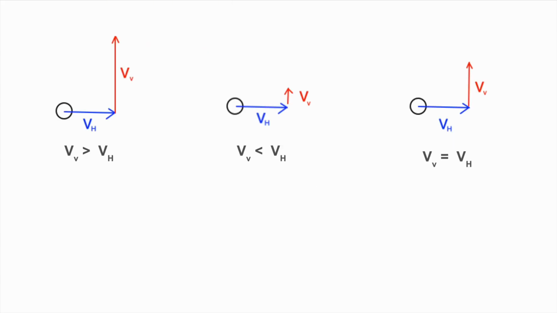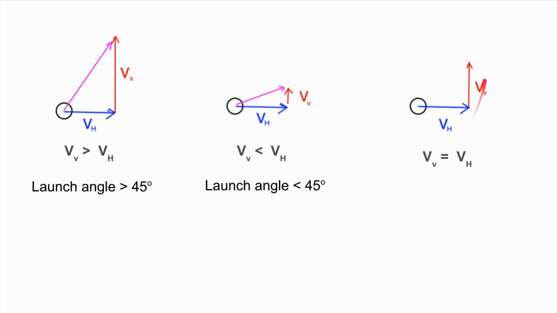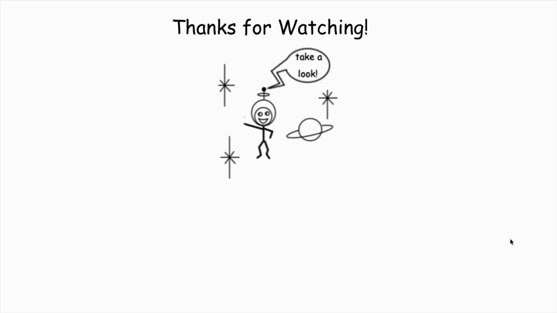All right, and I'm going to finish off with this. So let's just keep this in mind. If the vertical component of velocity is greater than the horizontal component, so if this is greater than this, well, the angle has to be greater than 45. If the vertical velocity is smaller than the horizontal velocity, well, then I know that the angle is less than 45. And if they're both the same, then I know the angle is 45.